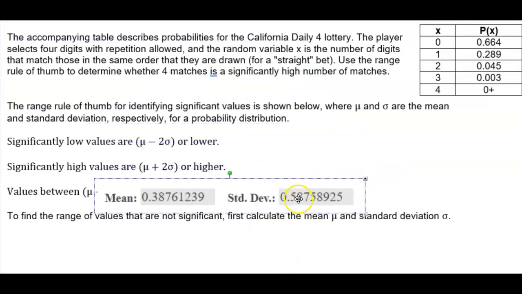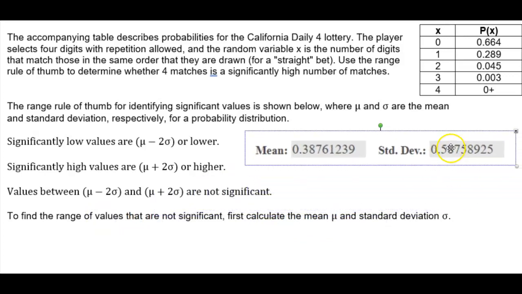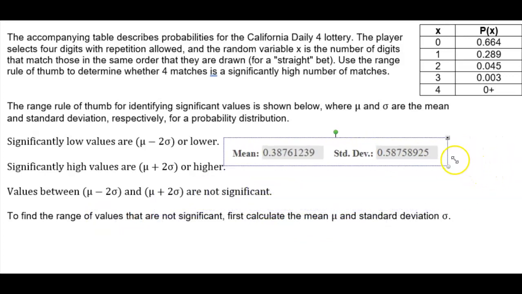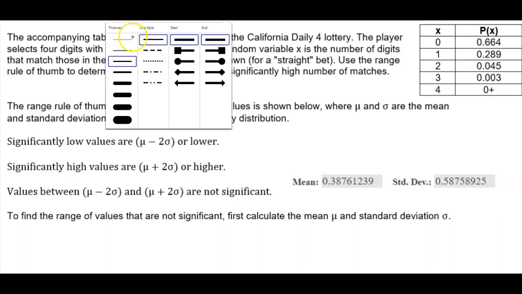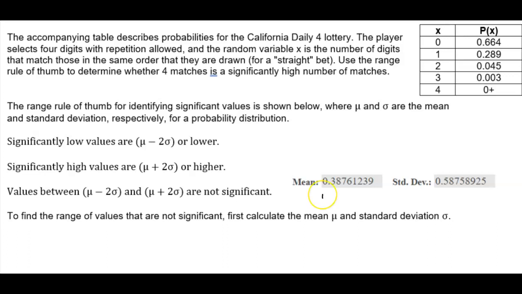Okay, so now we need to round our mean. If we round our mean to 1 decimal place, the mean is going to be 0.4, and that's 0.4 match. And then we're going to round the standard deviation to 1 decimal place, and that's going to be 0.6. So therefore, the standard deviation is 0.6.